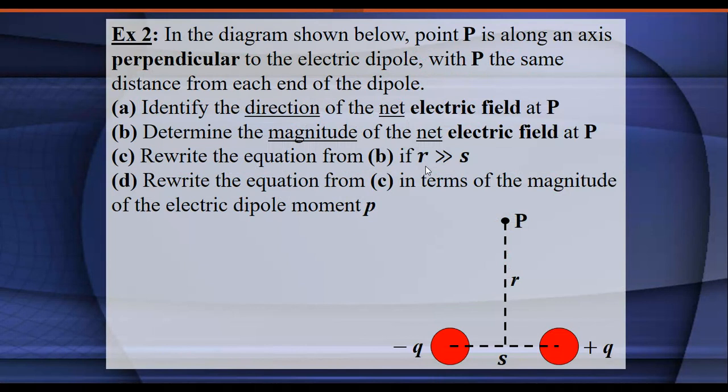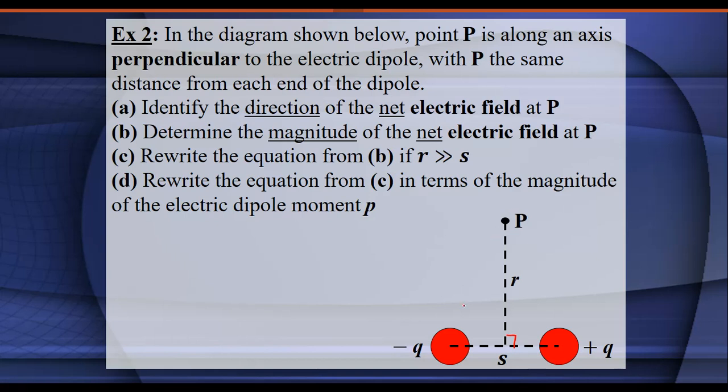Okay, let's look at something a little bit different now. So let's deal with this electric dipole. Okay, so it says in the diagram shown below, point P is along an axis that is perpendicular to your electric dipole moment. So if you actually look at the picture here, my electric dipole is aligned in the left-right direction, and I have point P, which is located a distance where if you drew a line to the dipole, it would actually hit this line at a 90-degree angle. So this point P is perpendicular to the electric dipole.